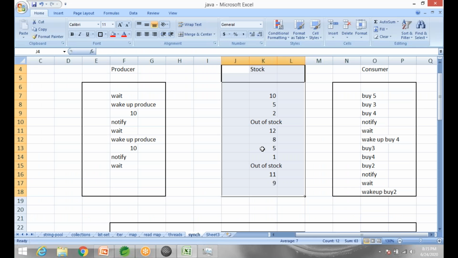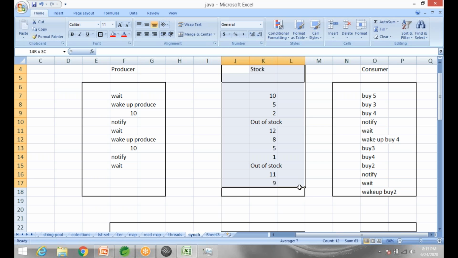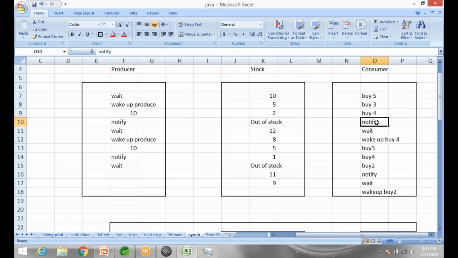Okay, in the program as well. When you say wait, you're not waiting for producer. You're waiting on a new video to be uploaded, or a new iPhone to be added to the stock. When you say notify, who are you notifying? Whoever is responsible for producing stock.